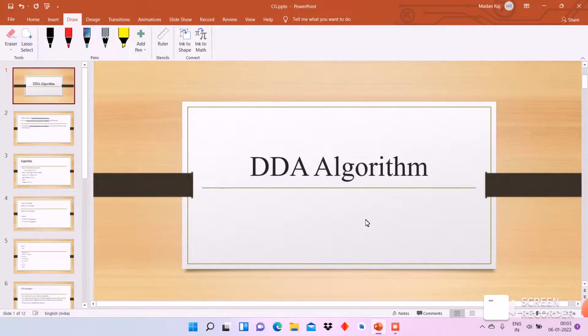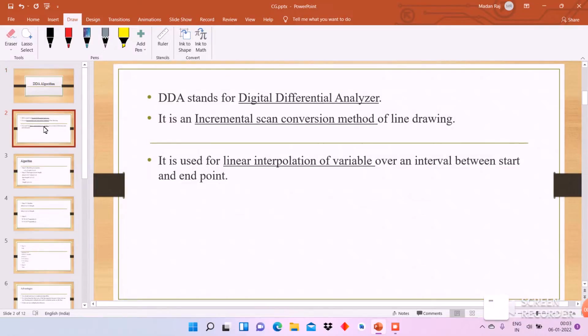Hello everyone. Today we are going to discuss the DDA algorithm. DDA stands for Digital Differential Analyzer. It is an incremental scan conversion method of line drawing.